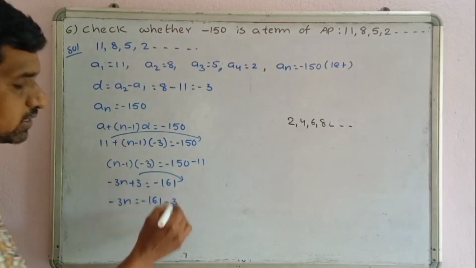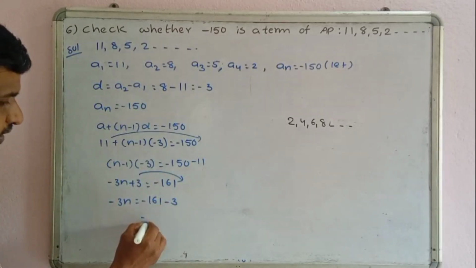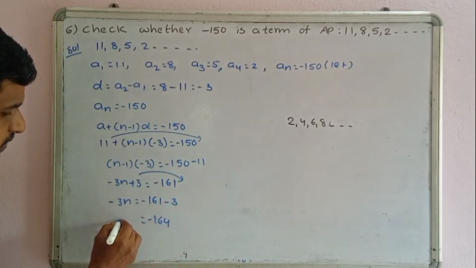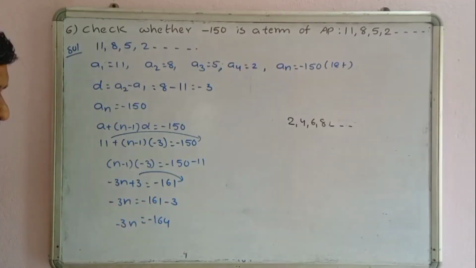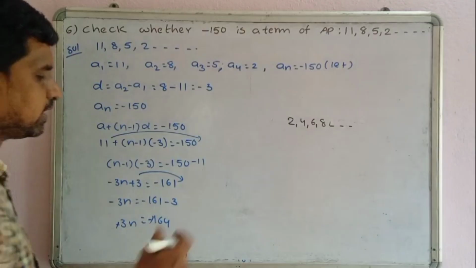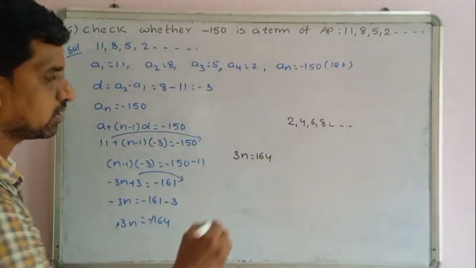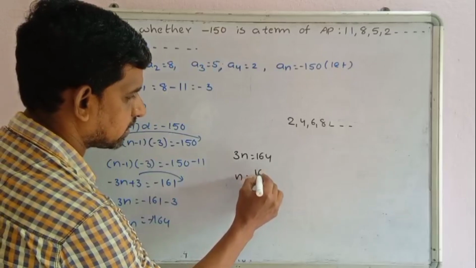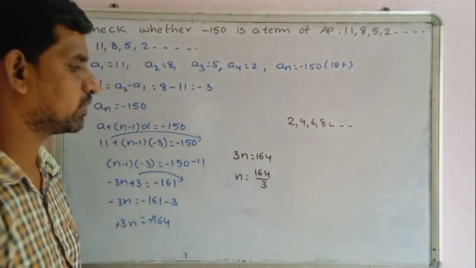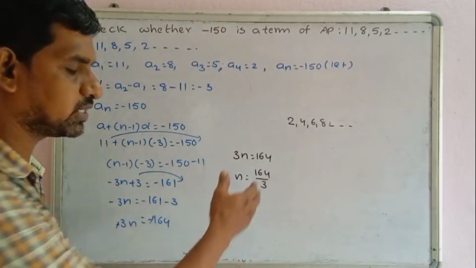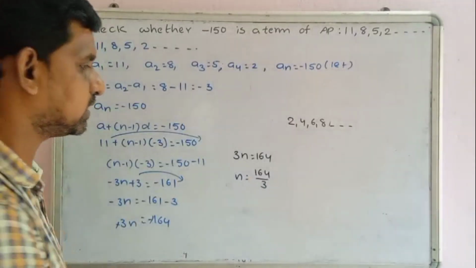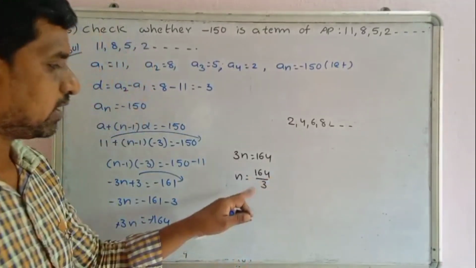This one transposes to the right side, minus 3. So minus 164. So minus 3n equals minus 164. Negative negative gets cancelled. So 3n equals 164. So n equals 164 by 3. 164 is not divisible by 3. So this is not a natural number.